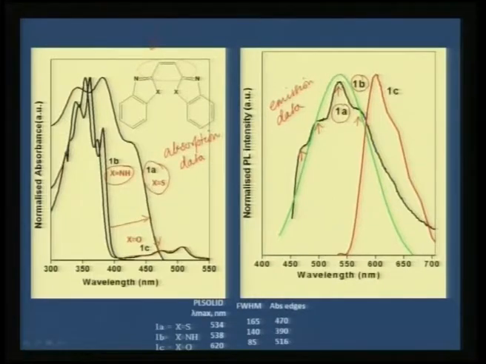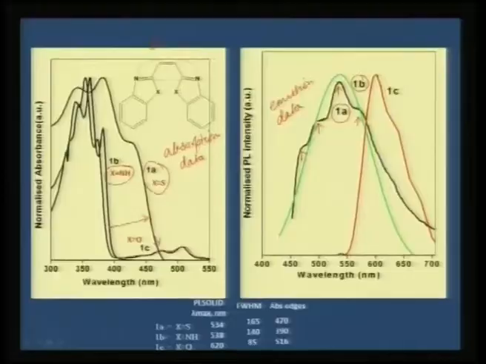So we can see from here that the one which is absorbing at the visible region, or which has a band edge more towards visible, is actually showing a featured emission, in which if you look at the full width at half maxima, the full width at half maxima is around 165. So 165 nanometer, which means this is more like a white light emitting molecule.